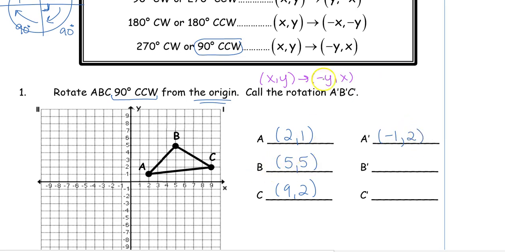For my B value, again, we're going to take that y, we're moving the y from the second position to the first position, and we negate it. So since my y was a positive 5, it's going to become a negative 5. The x just moves from the first spot to the second spot. The (9, 2), we move the y first and we do the negating, and then the x just moves second and stays the way it is.